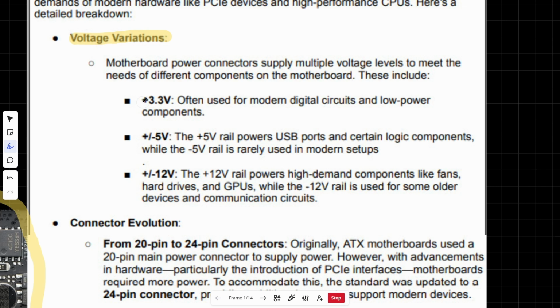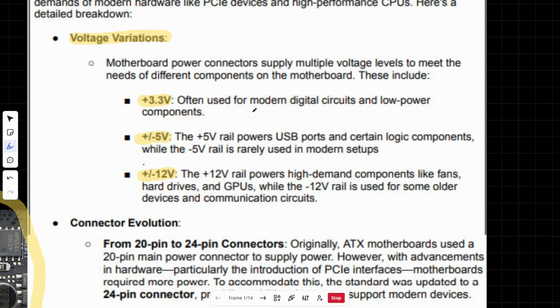The three you need to know about for your exam, and they specifically list, are the 3.3 volt, the plus or minus 5 volt, and the plus or minus 12 volt. So what you need to know is that these are the three voltages. Your exam might ask you, which of the following is not a common voltage within a motherboard power connector? Which of the following does not belong? And you'll need to be able to identify, oh, okay, this one is not a type of voltage that is actually used in the motherboard connector. So you need to know these three are, and other ones are not, right?